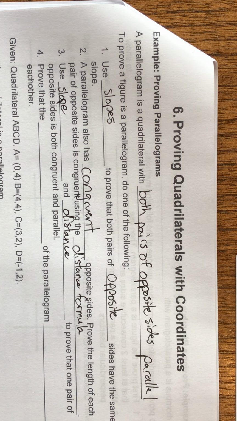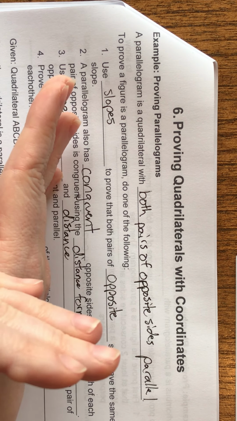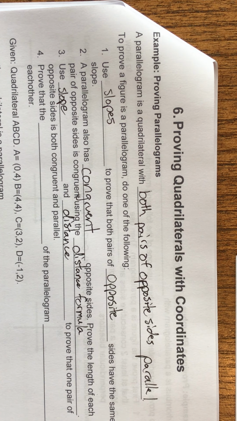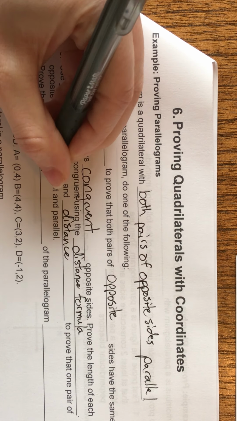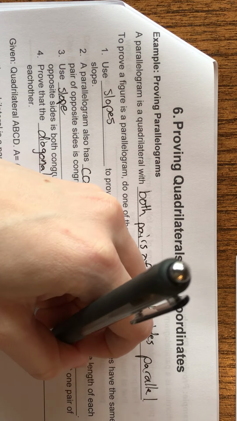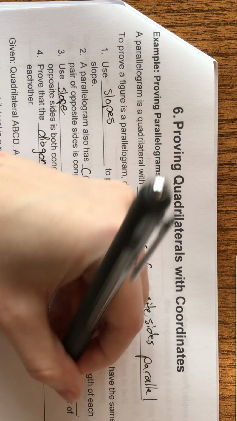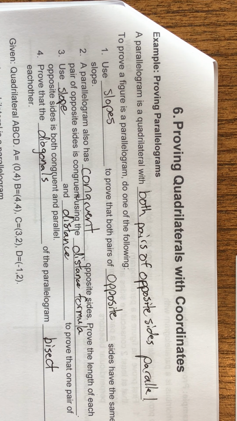And finally, the 4th method uses another property of parallelograms, and that is to prove that the diagonals of the parallelogram bisect each other, because any shape where the diagonals bisect each other is going to be a parallelogram. So we'll say diagonals bisect each other. And all of those are related to properties that we found in chapter 11 in the first trimester about parallelograms. We're just bringing them back here.